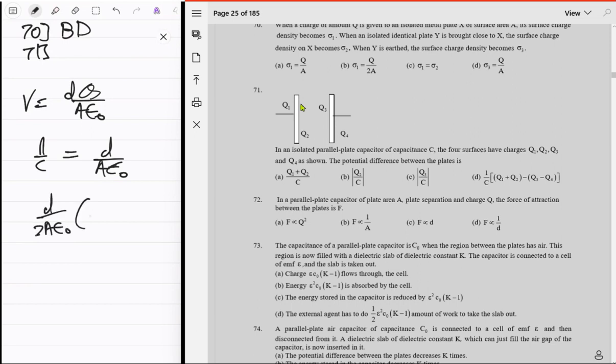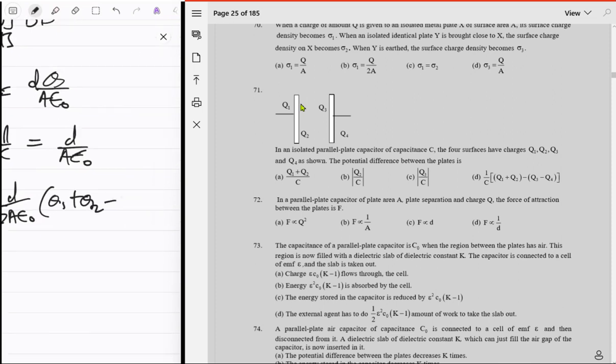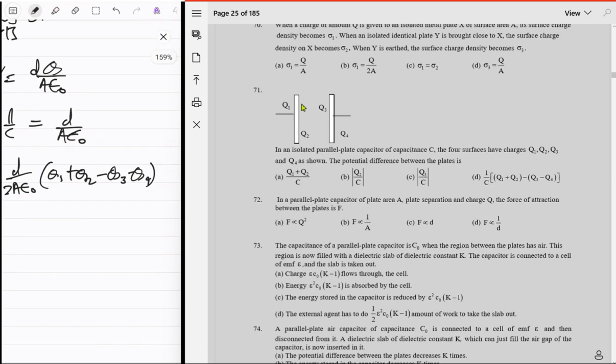First of all, we have Q1 supporting, then Q2 supporting, then Q3 retarding, and then Q4 retarding. That's the potential difference or drop, the magnitude of this thing basically. So we have to take the mod in any case.